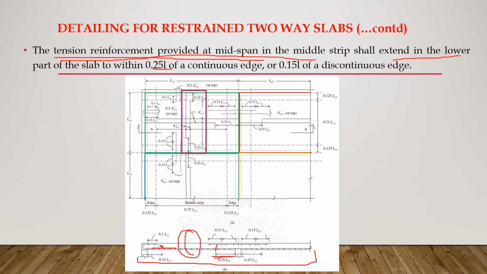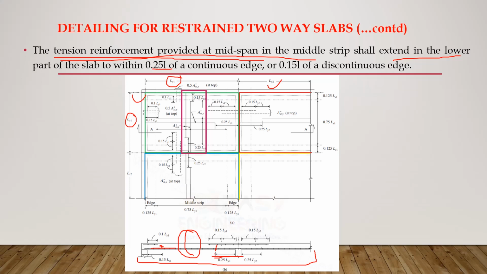Look here, 0.25 Ly1. I have divided these spans using different colors. This green color boundary is one panel of our slab. This red color boundary is another panel of our slab. This is continuous on this side and continuous here. This blue color boundary gives us another panel, and this yellow color boundary gives us another panel. So if you look at this green colored panel, Ly1 is the length of the longer side and Lx1 is the length of the shorter side.